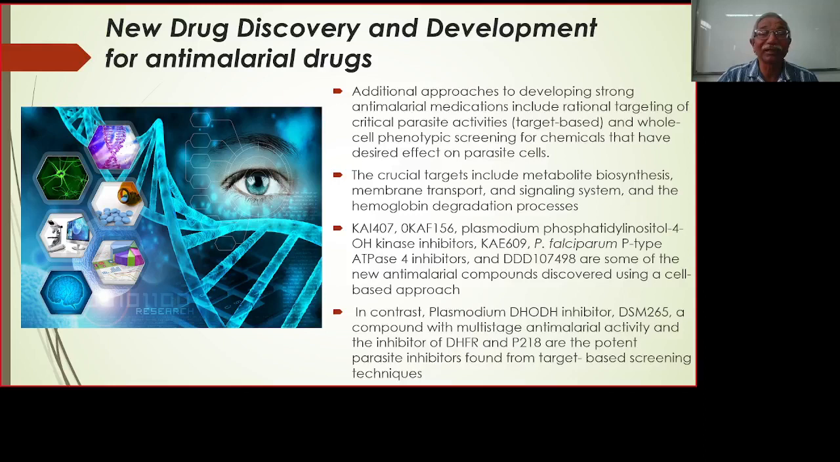And crucial targets are metabolite biosynthesis, membrane transport, signaling systems. So they are trying to put a lot of effort into understanding how new drugs can be developed. And as I have shown one graph about antibiotics, anti-cancer, they are trying different immunomodulators to find out how you can build up the immunity. So they have many different areas they are working on, like KAI-407 or KAF-156. These are all experimental drugs. They don't tell exactly what it is. They will put a number to that. So we don't understand.